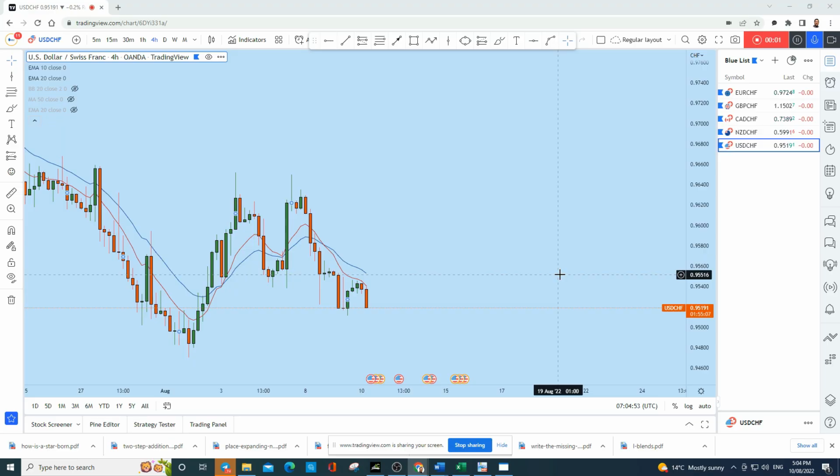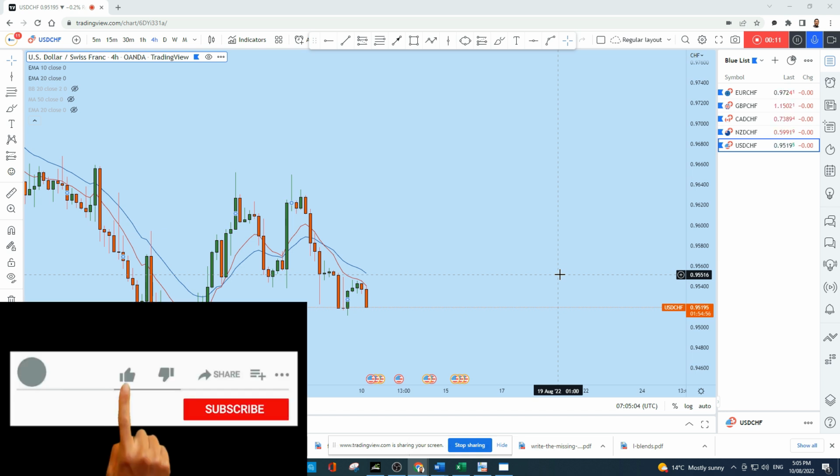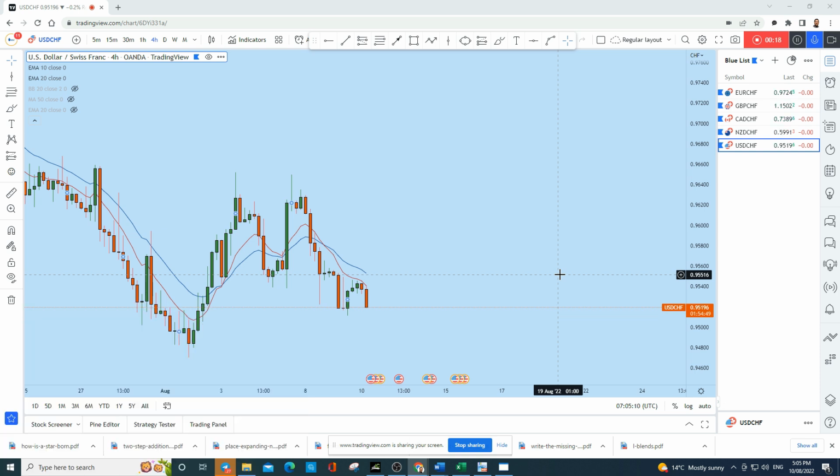What's up, traders? So let's do a complete multi-time frame analysis of some of the CHF pairs, including Euro CHF, GBP CHF, CAD CHF, AUD CHF, and USD CHF. We see that currently these CHF pairs are giving us a significant trading opportunity. So let's discuss how we can trade this instrument based on the multi-time frame analysis.